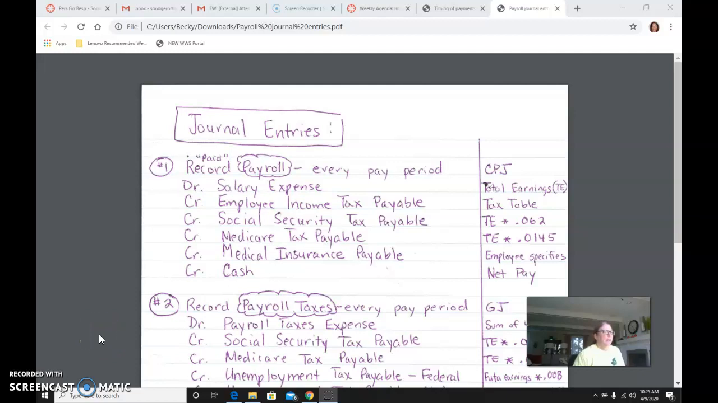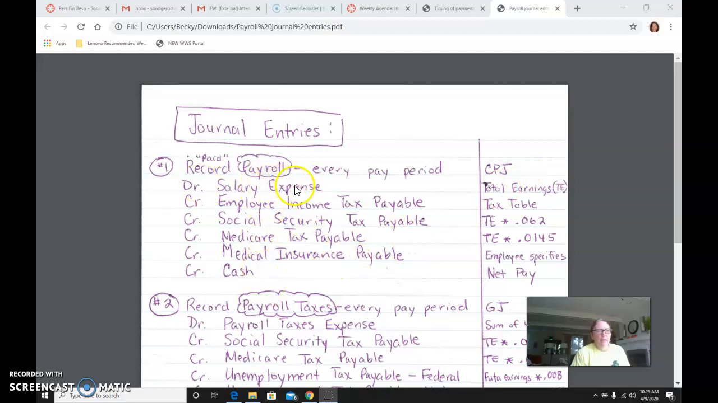You have this in Canvas, but this is all of the payroll entries that a company typically makes when it pays things. So the first transaction is when we record the payroll, so payment of the payroll. We do this every pay period, and it's in the cash payments journal. And this is always the entry.